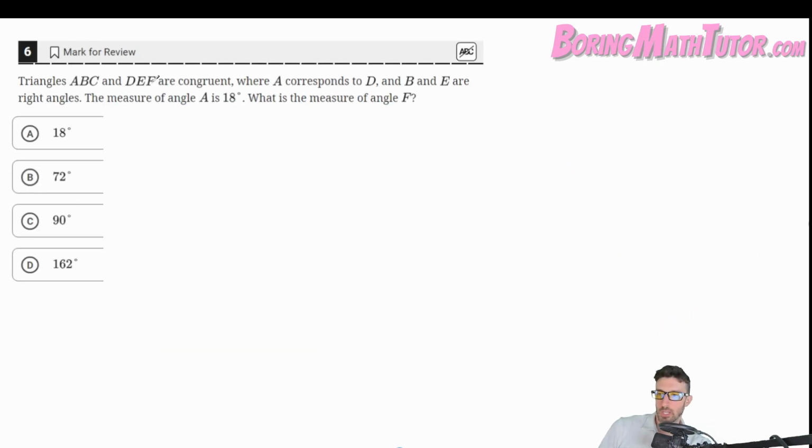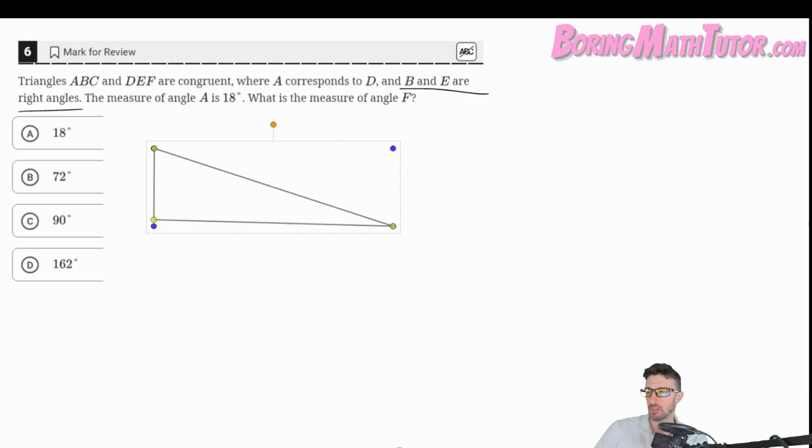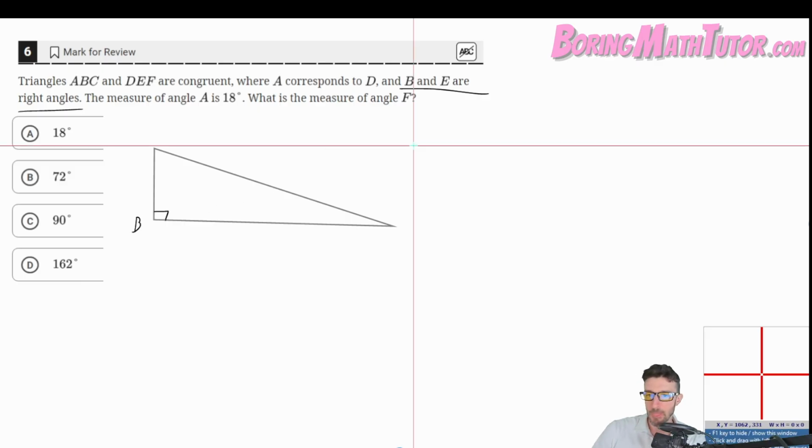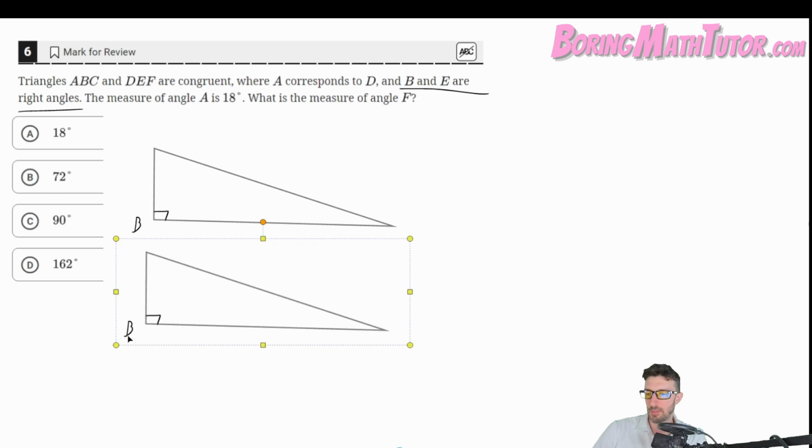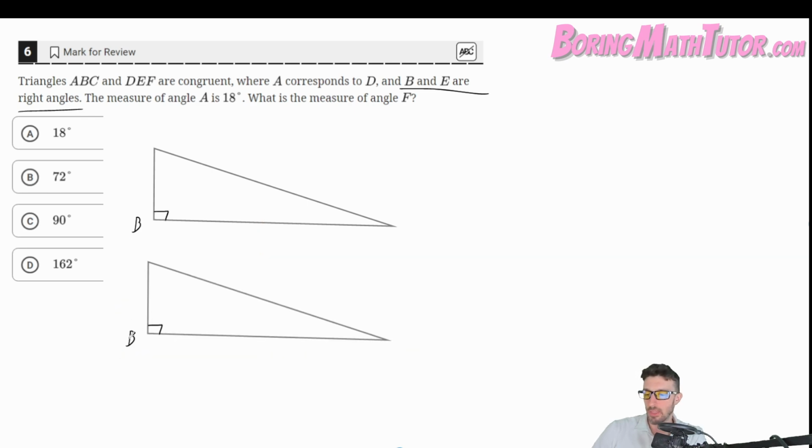Here they're saying triangle ABC and DEF are congruent, A corresponds to D, and so on. B and E are right angles. That means I'm going to need to drop a right triangle down into the mix. Let's declare that this one is angle B. And I'm also going to copy this, because they said that for the other one, E is the right angle. They're saying that angle A is 18 degrees, so let me say that this is 18 degrees.